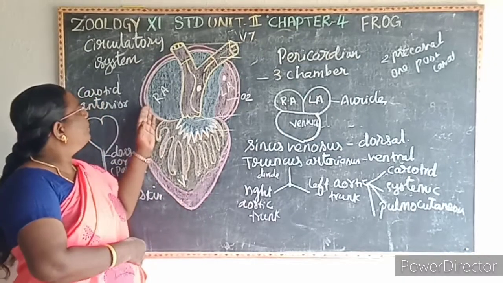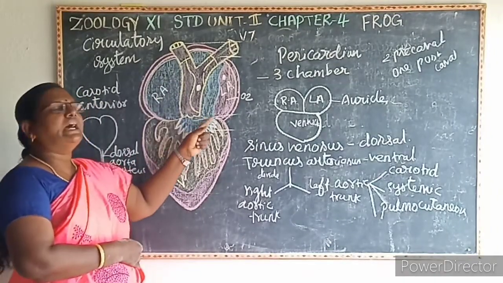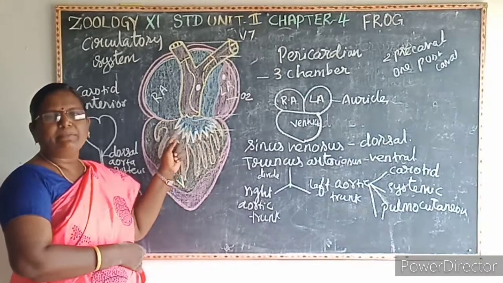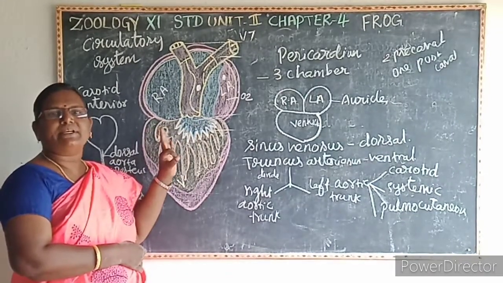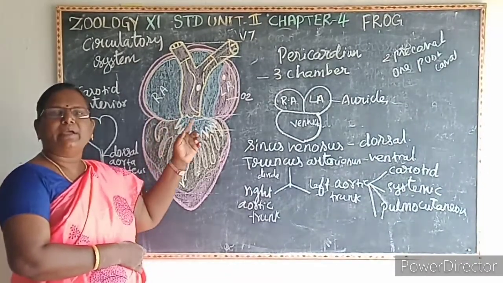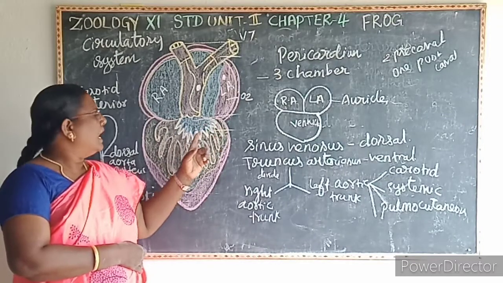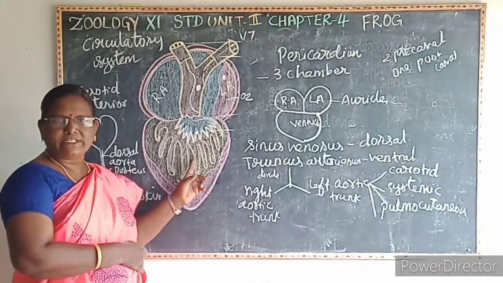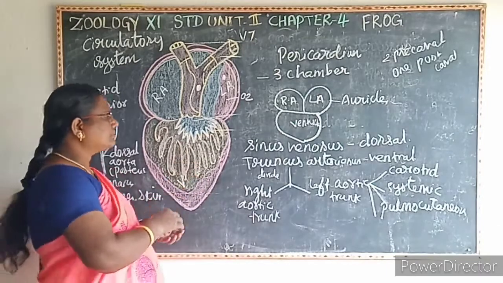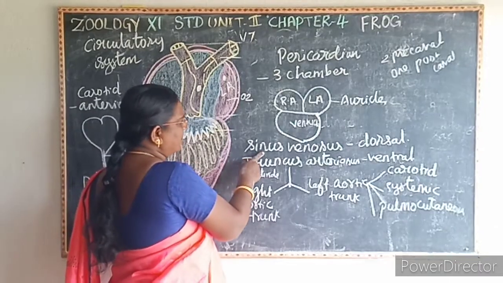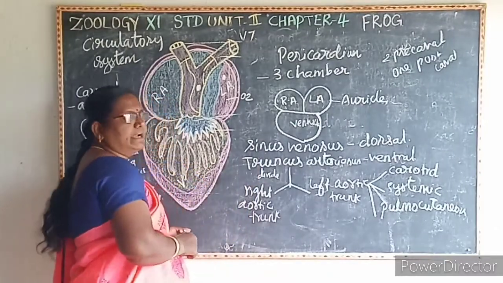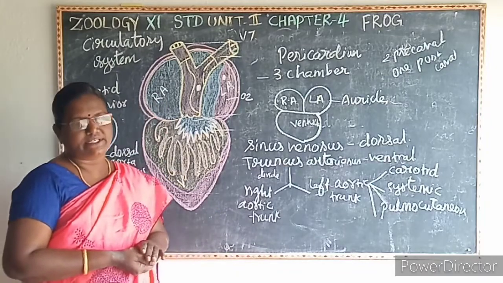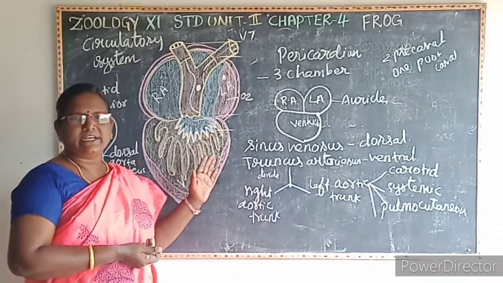Is it clear? So what is the first one? The covering of the heart, it is known as what? Pericardium. The heart is divided into how many chambers? 3 chambers. The upper 2 chambers are known as what? Auricles. And the lower chamber, it is known as what? Ventricle. On the dorsal surface of the heart, there is a triangular chamber, it is known as what? Sinus venosus. It receives the deoxygenated blood.